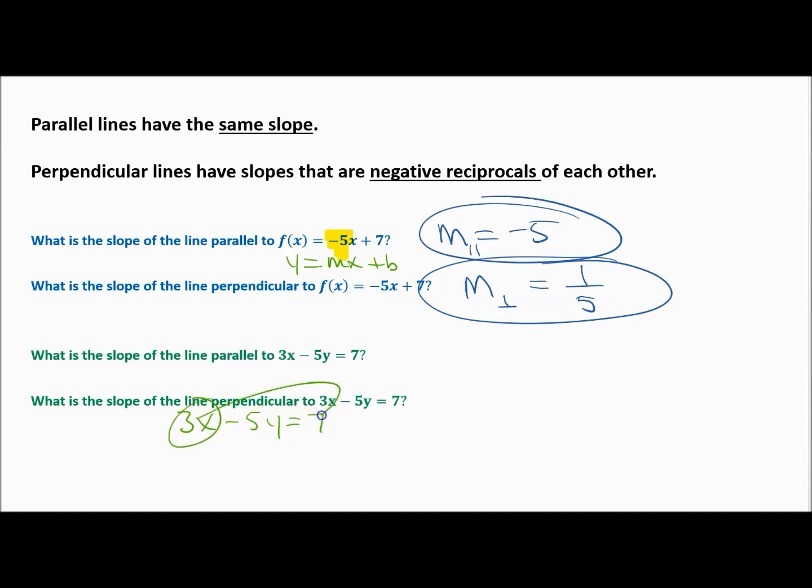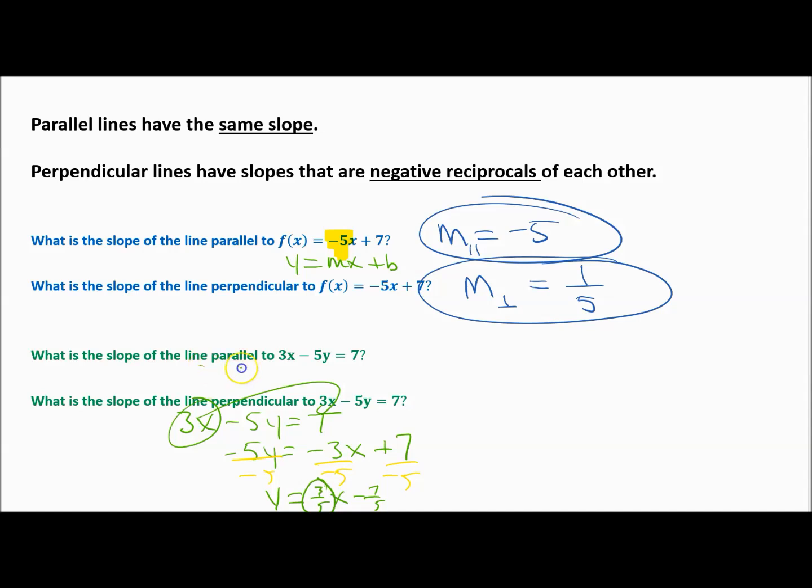I need to move that 3x to the other side of the equation. So negative 5y equals negative 3x. Remember, when you move it to the other side, really you're changing the sign. Plus 7. I divide all three of these by negative 5. So I get a final result of y equals 3/5 x minus 7/5. Now what's important here is the slope is 3/5.